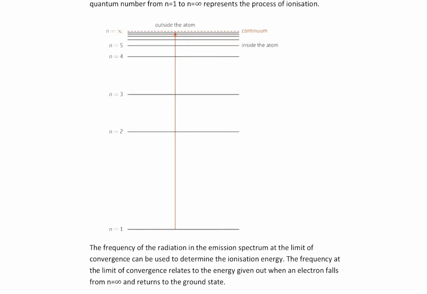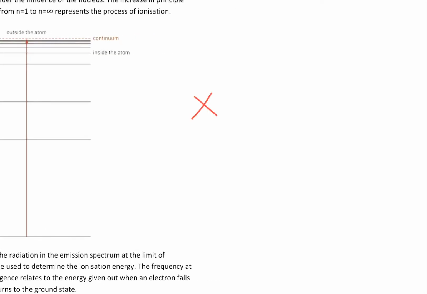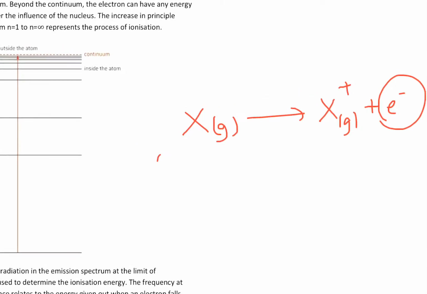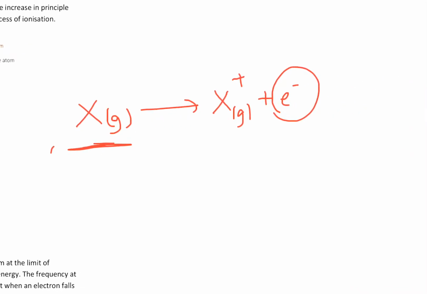Hi, so in this part we're going to see the calculations involved when we are ionizing an atom. When we are doing the first ionization energy, let's say we have gaseous X, which is converted to X plus and electrons. So we are removing that electron from an energy level in the atom, and we are taking it away from the atom.